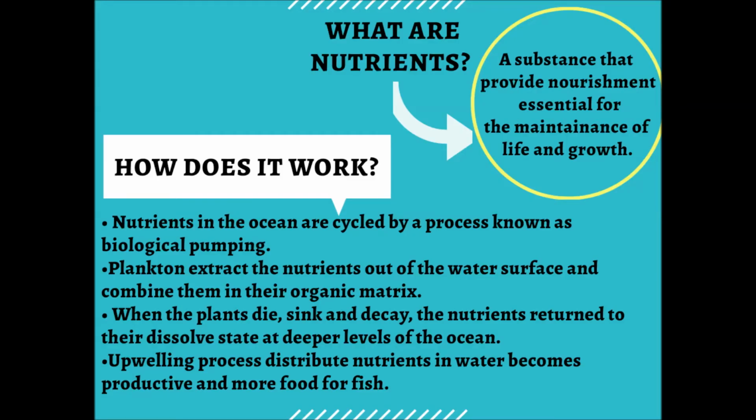Meanwhile, nutrient is a substance that provides nourishment essential for the maintenance of life and growth. And nutrients in the ocean are cycled by a process known as biological pumping. Plankton extract the nutrient out of the water surface and combine them in their organic matrix. And then when the plants die, sink and decay, the nutrient returns to its dissolved state at deeper levels of the ocean. The upwelling process distributes nutrient in water, making it productive and providing more food for the fish.